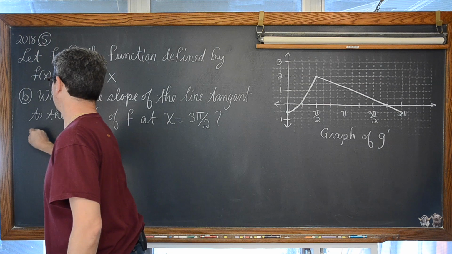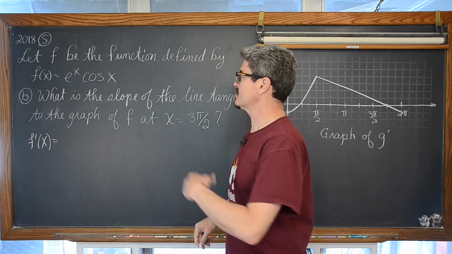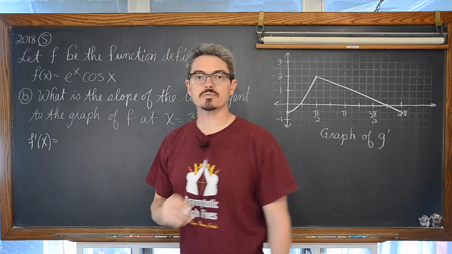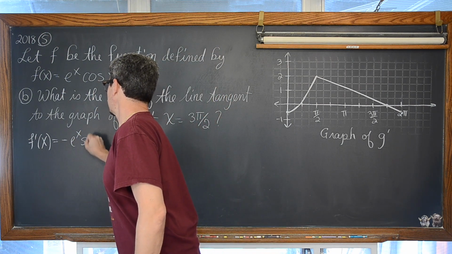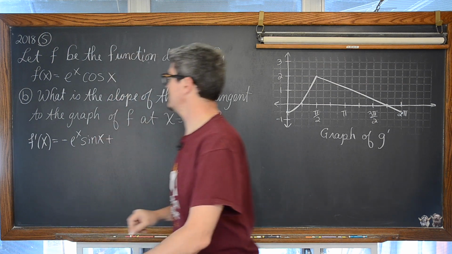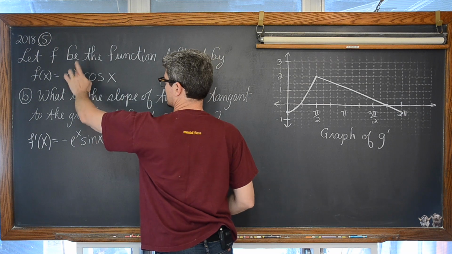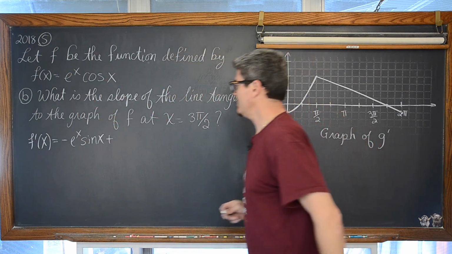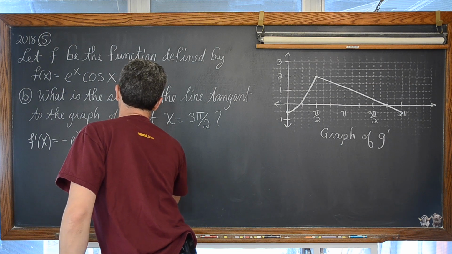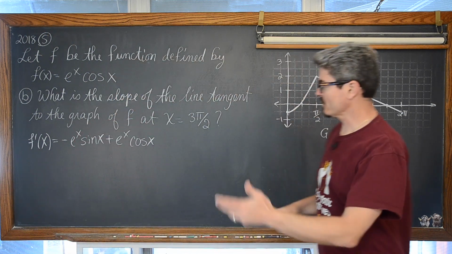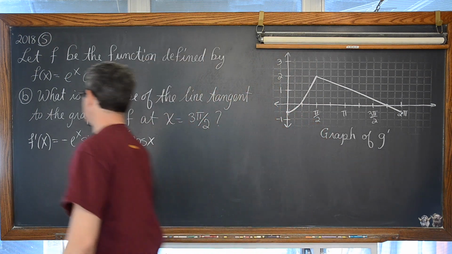We've got f prime of x. Product rule is the first times the derivative of the second. The derivative of cosine is negative sine, so negative e to the x times the sine of x plus the second times the derivative of the first. And we love the derivative of e to the x because it's just another e to the x. Now we're going to evaluate that derivative at the value of 3 pi over 2.